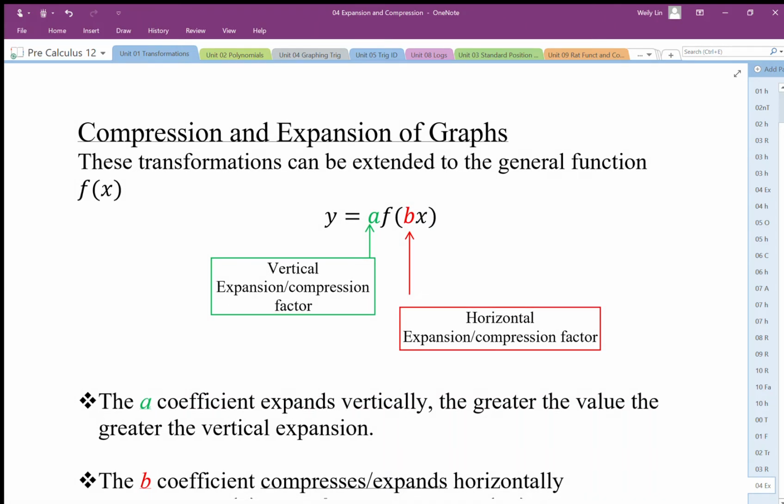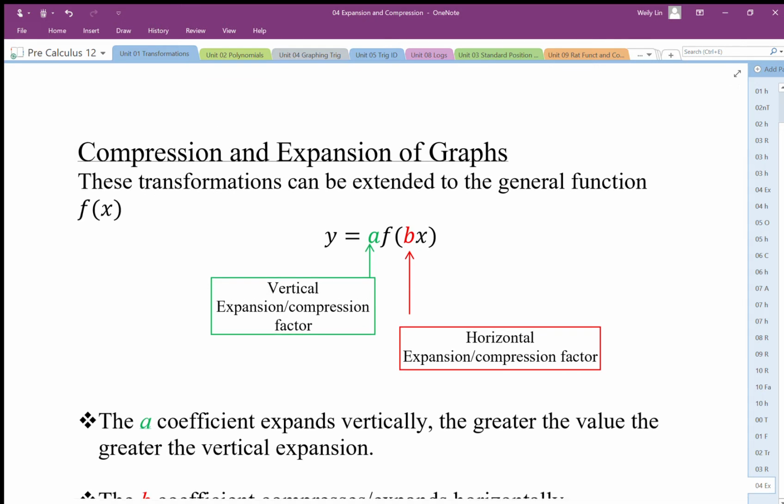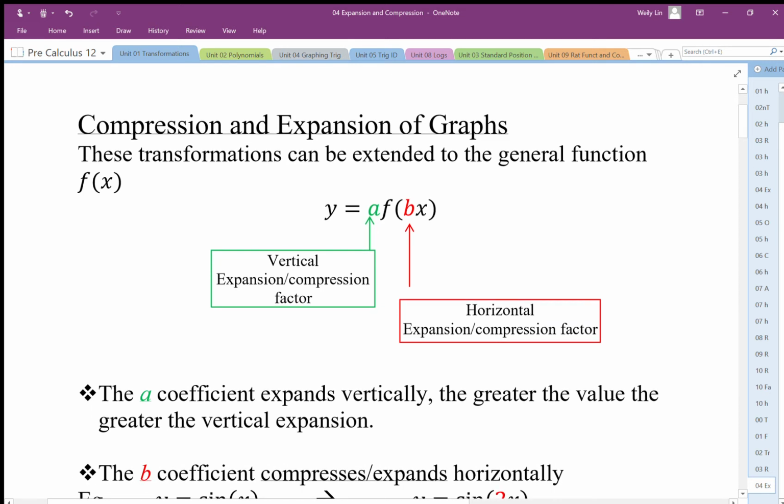So expansion and compression of the graphs happen through the vertical expansion factor on the outside and the horizontal compression factor on the inside here. Okay, so these are multiplying factors. So multiplication is an expansion and compression along the number line.